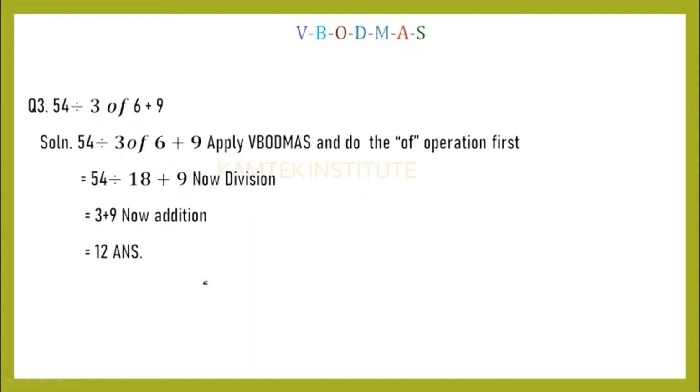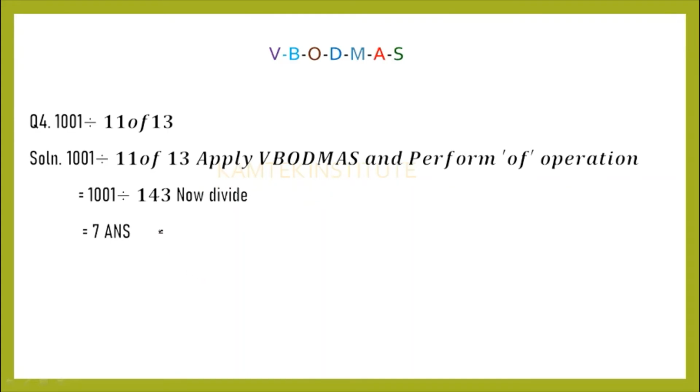Hope I am making things clear and simple to you all. Okay, so next question, question number 4. We have 1001 divided by 11 of 13. So look at the set of rules given to us. We don't have a bar over here. We don't have a bracket over here. Do we have the of operation? Yes, we do have the of operation over here.